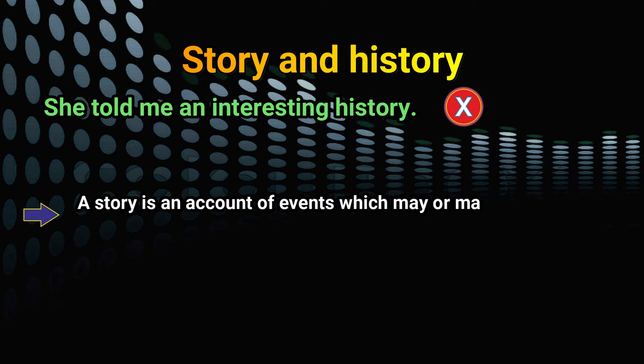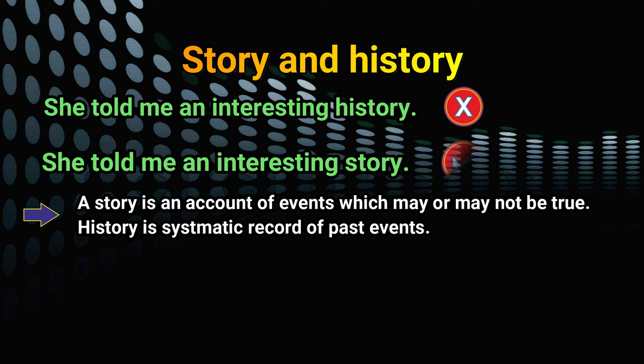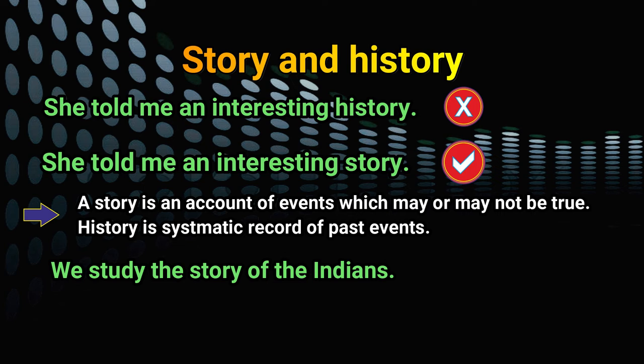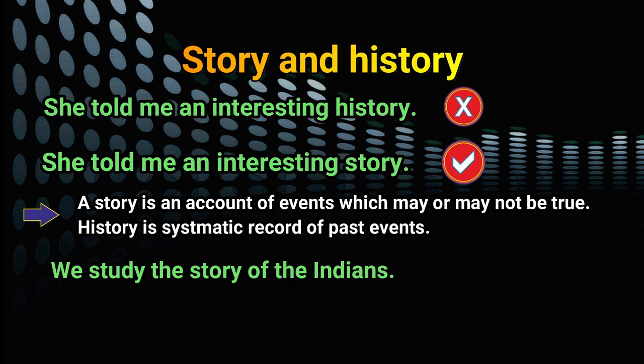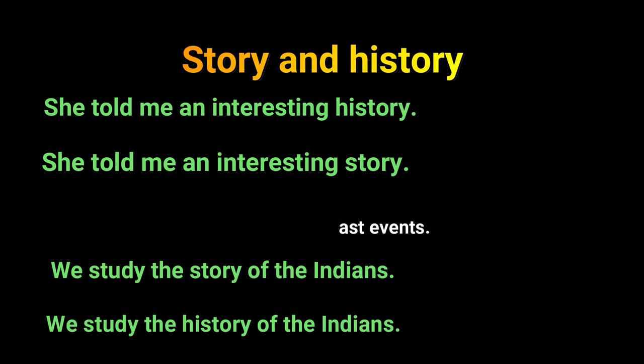Okay. Next example is, she told me an interesting history. This is incorrect. A story is an account of events which may or may not be true. History is a systematic record of past events. She told me an interesting story. Story and history. See, we study the story of the Indians. No, we study the history of the Indians.